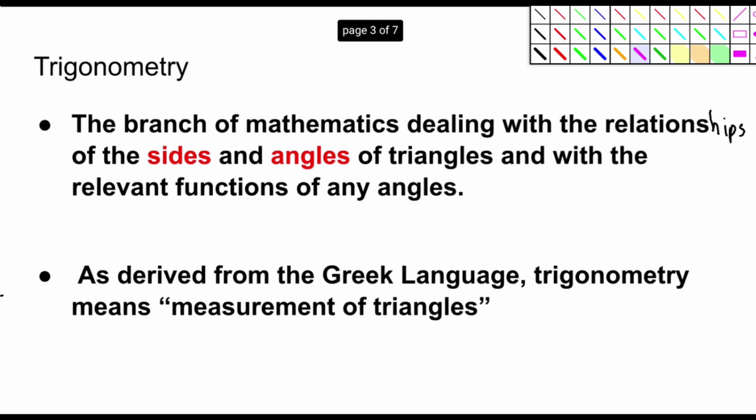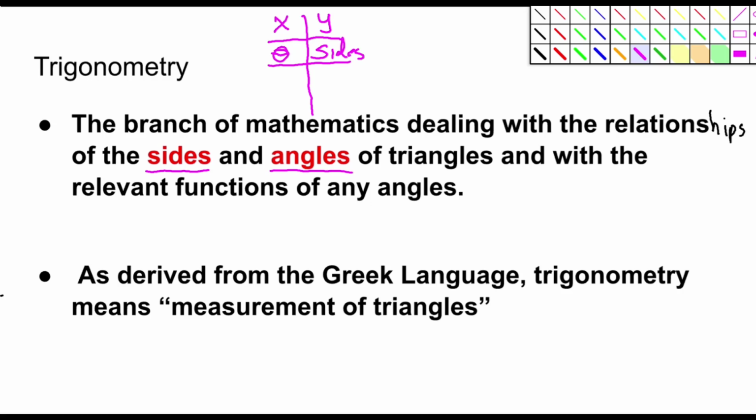So let's go into what we're learning today. Today we're going to study trigonometry, the branch of mathematics dealing with the relationships of the sides and angles of triangles, with the relevant functions of any angles. So basically what we're going to be doing in this chapter is finding some kind of relationship, like an x, y, input, output, where we know one thing, like maybe what the angles are, and that's going to tell us something about the sides of our triangles, okay? So we're just going to plant a little seed for you.